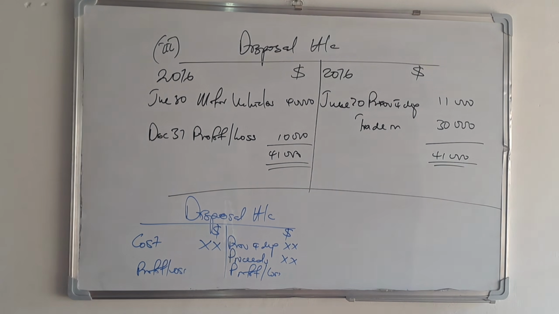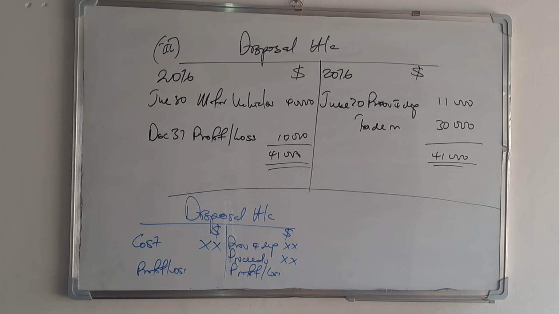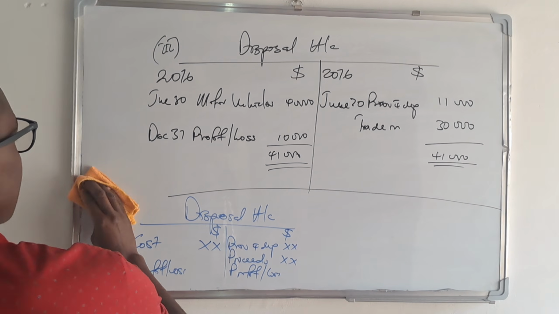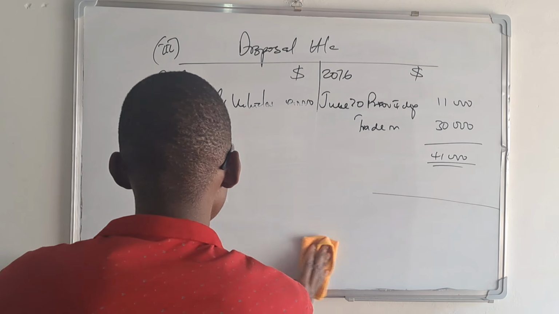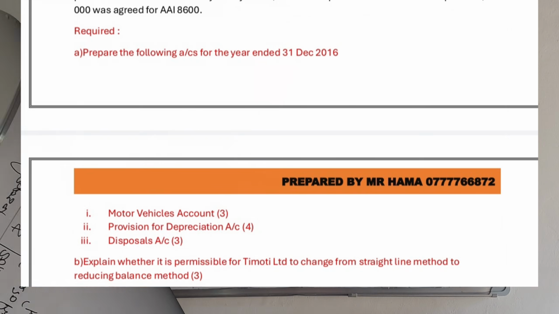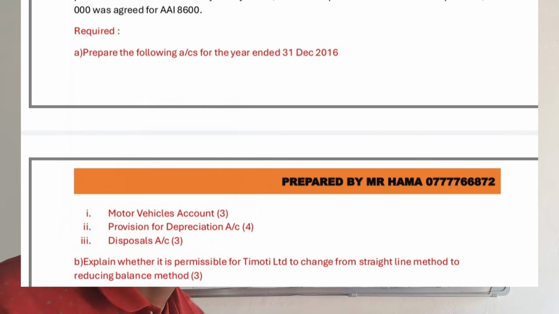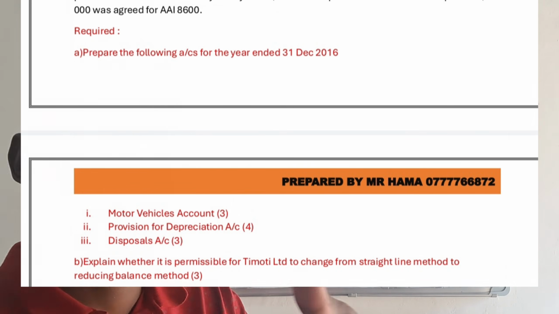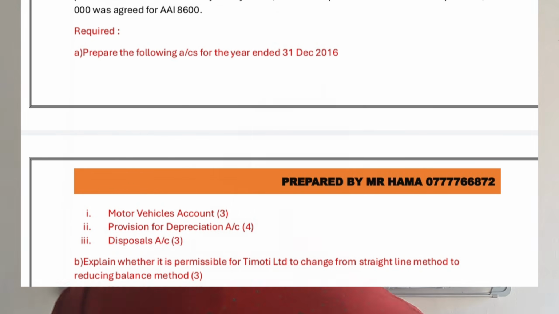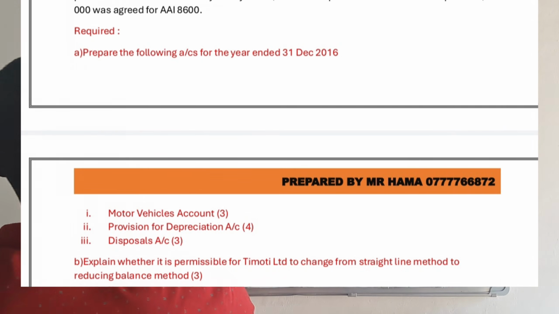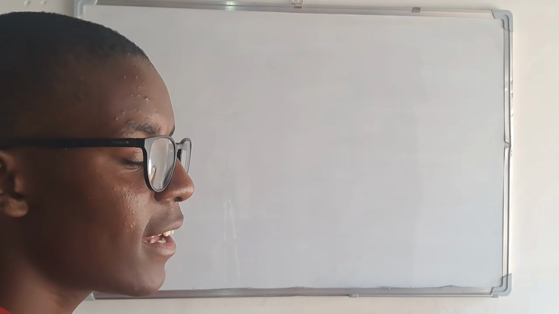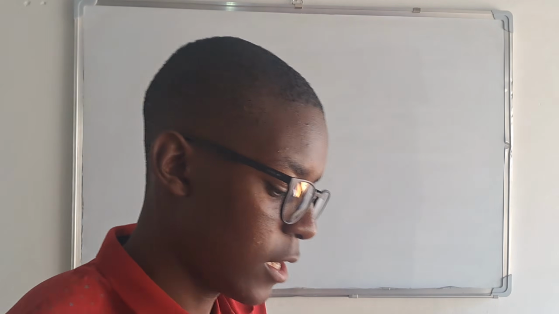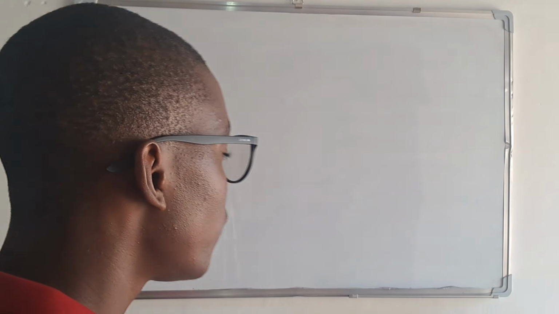But last one for this lesson, let's look at item B of our question. Explain whether it is permissible for Timothy Limited to change from straight line method to reducing balance method. Our key concept here is to change from straight line method to reducing balance method. When you are answering this type of question, I want to tell you one thing.